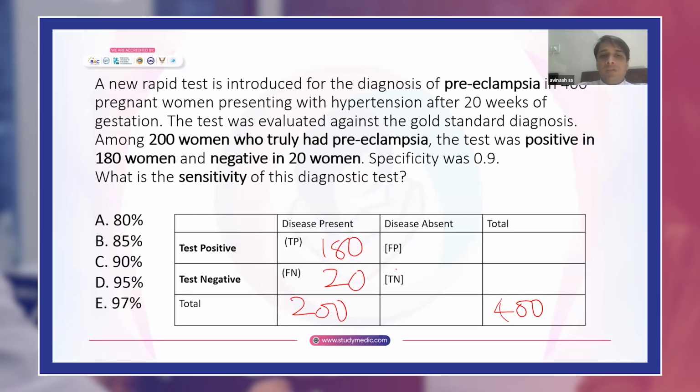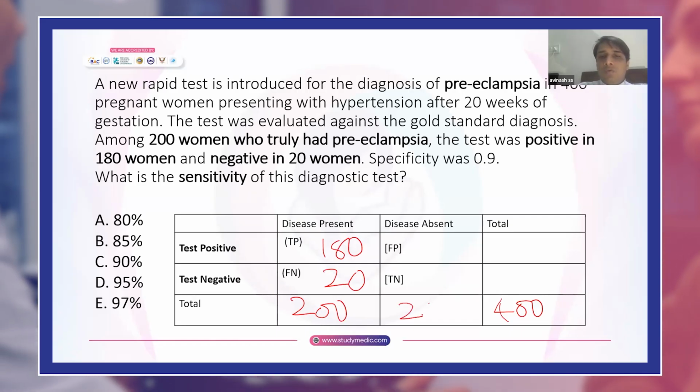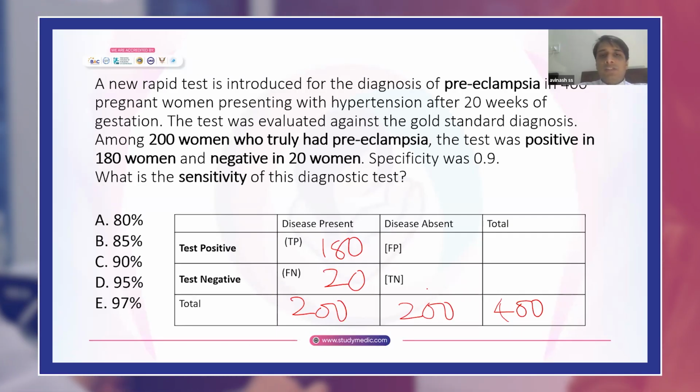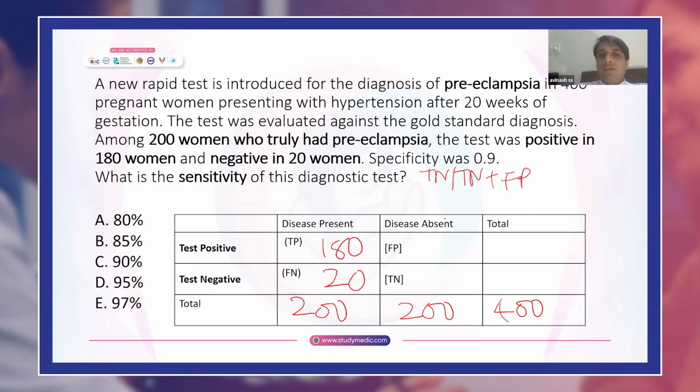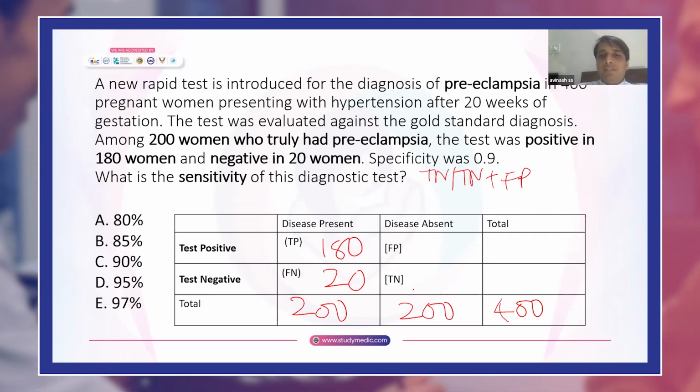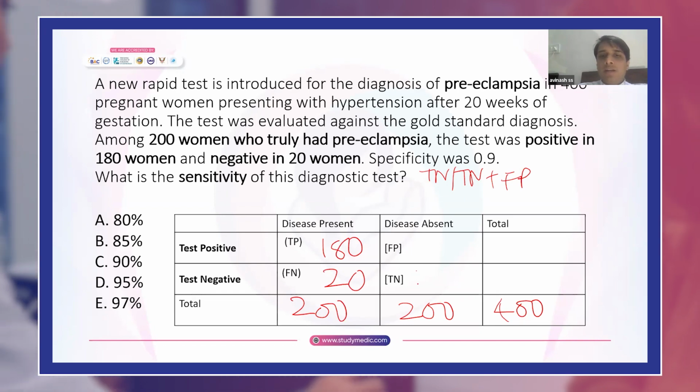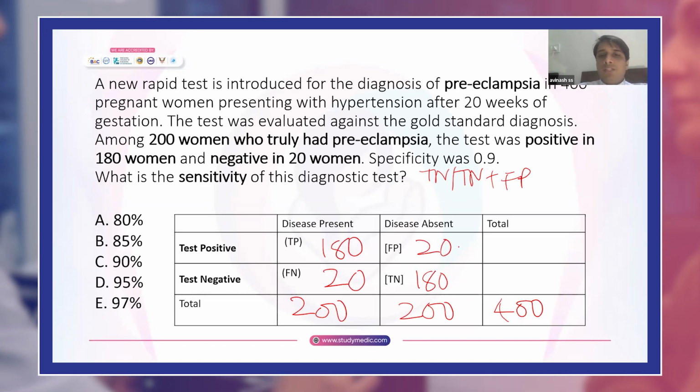Specificity was 90%. What is remaining here? Out of 400, another 200 are remaining. Specificity means true negative divided by true negative plus false positive. That is 0.9, which means true negative is 90% of 200. That is around 180. The remaining is 20, so that is the false positive.